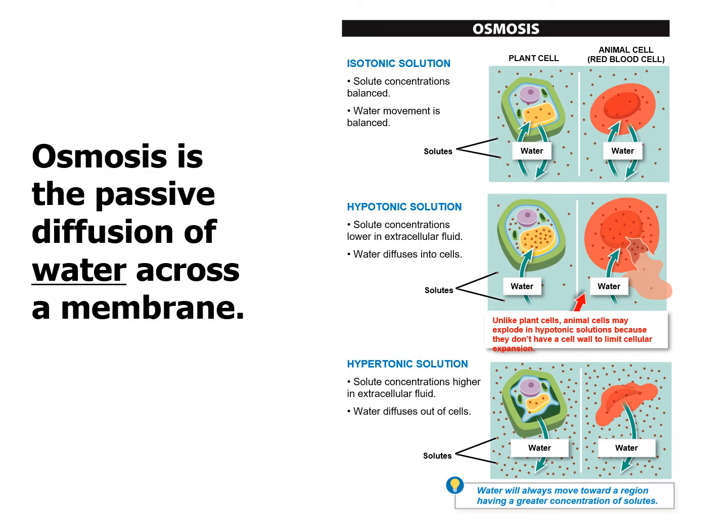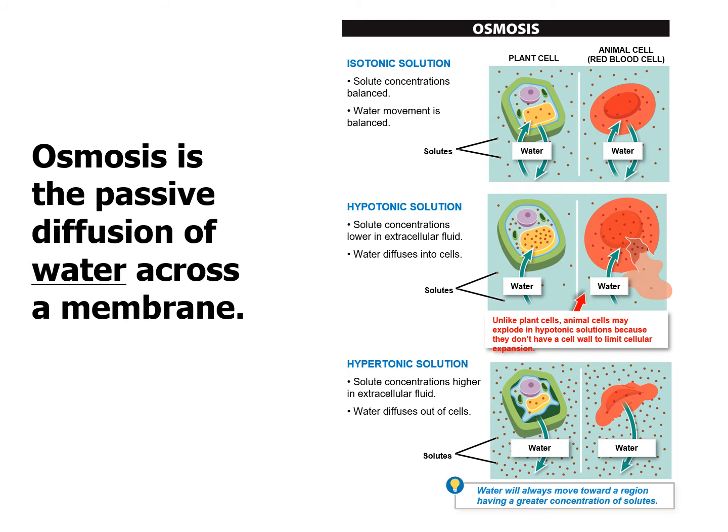The next type of movement is going to be osmosis. This is going to be the passive diffusion of, and make sure you know this, water. So specifically, osmosis is going to have to do with water across a membrane. And there are a few different types of movement. You have isotonic, where water movement is going to be balanced. The amount of water moving into a cell is the same as moving out of the cell.